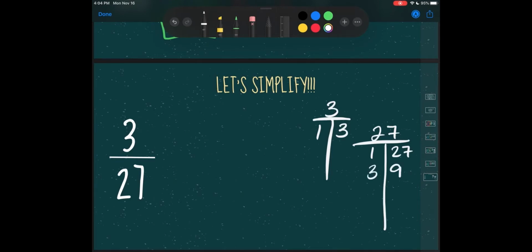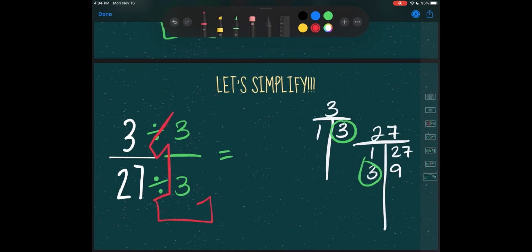So 27 is 1 times 27. It is also 3 times 9. So 27 can be divided by 3, right? So when I do 3 divided by 3 to get my new numerator, 27 divided by 3 to get my new denominator. Remember, this works. Why? Because 3 over 3 is equivalent to 1. When I'm dividing by 1, I am not changing the value of this number. I am just changing the way it looks, right?